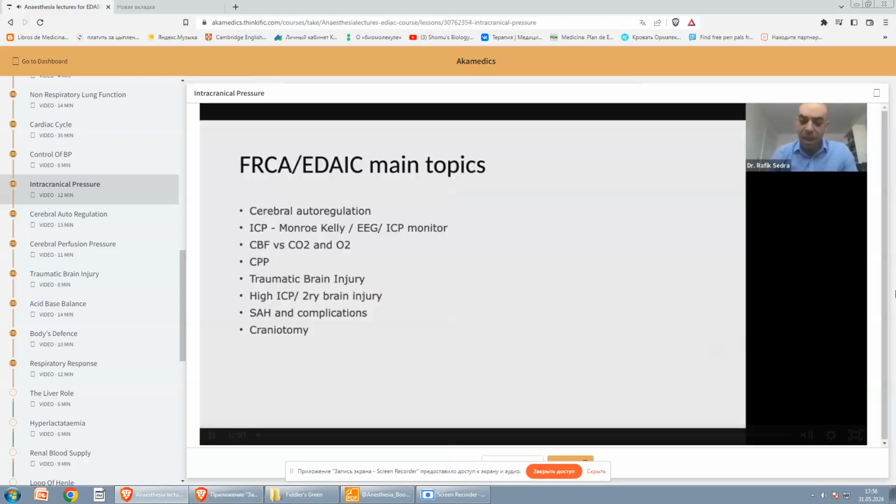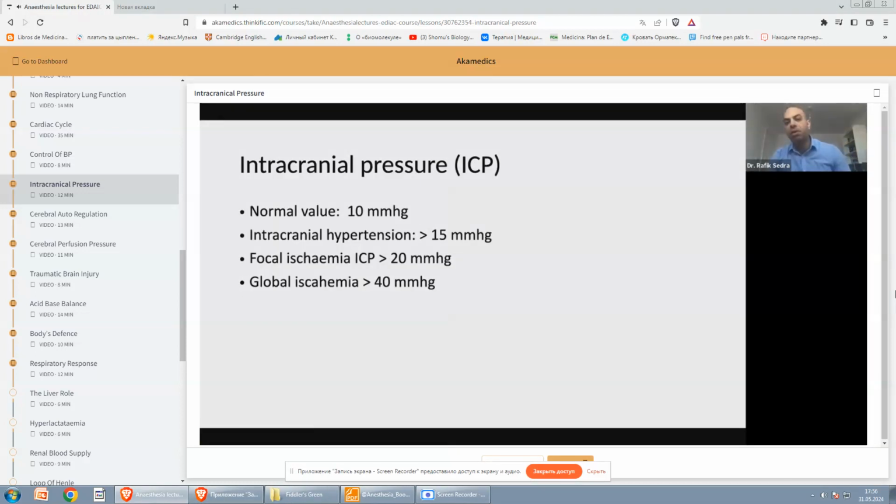As I said in the beginning, the most important thing is to know your definition very well, okay? And to have some sort of structured thinking in your head. So when you've been asked about the intracranial pressure, as our first slide said, what's the normal value of intracranial pressure? The normal value is 10 millimeter mercury, okay? Intracranial hypertension, what do I mean by intracranial hypertension? This means intracranial pressure more than 15 millimeter mercury.